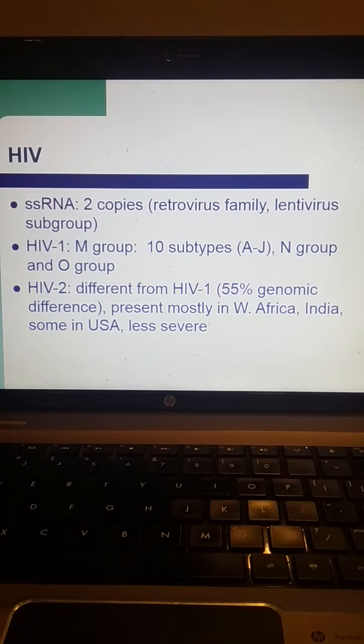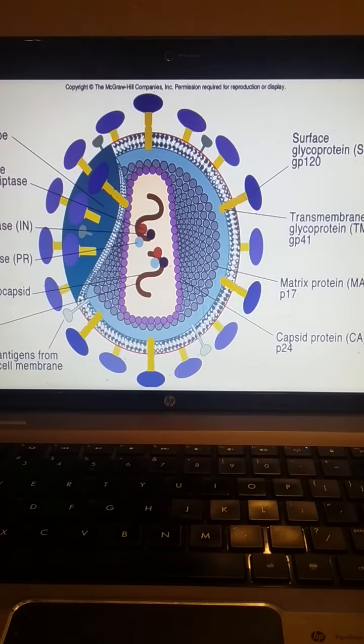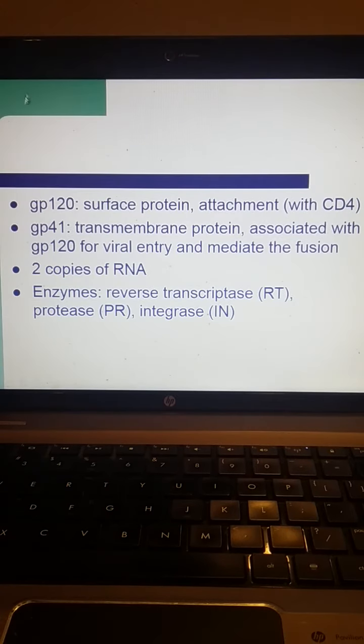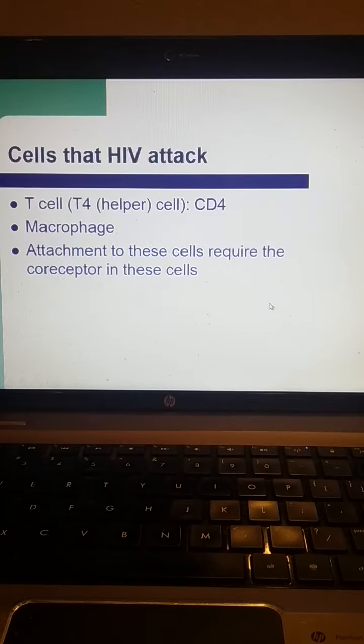So we will not ask detail about the HIV molecules, but you do need to know two of the very important ones. We mentioned gp120 and gp41 are the very important ones. These two you need to know: what is their name, what's their function? And then there's the three enzymes, very important. And what type of cell HIV likes to attack, which contain the CD4 marker: T4 cells or T cells, and macrophages.